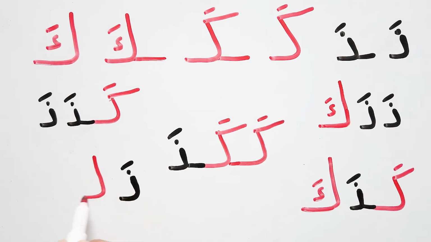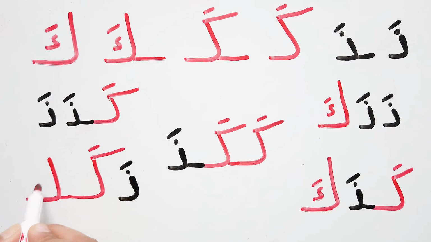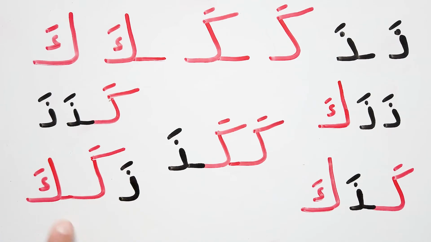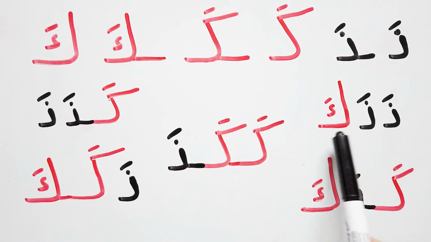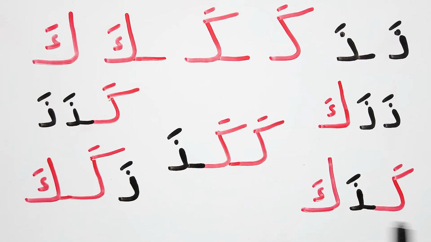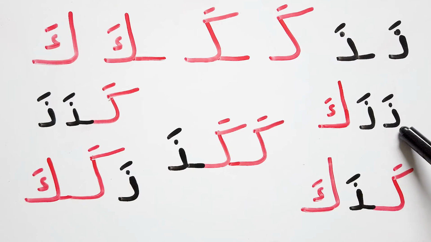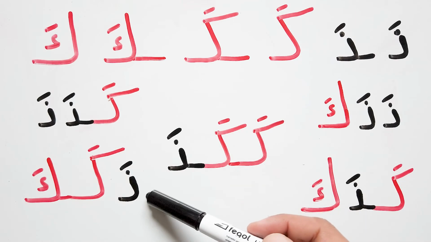ذكك. Let's read again one more time. ذاك ذذك كذاك كذك كذا ككذا كذذا كذذا ذكك. So we have the in the beginning of the word is the only option, okay?